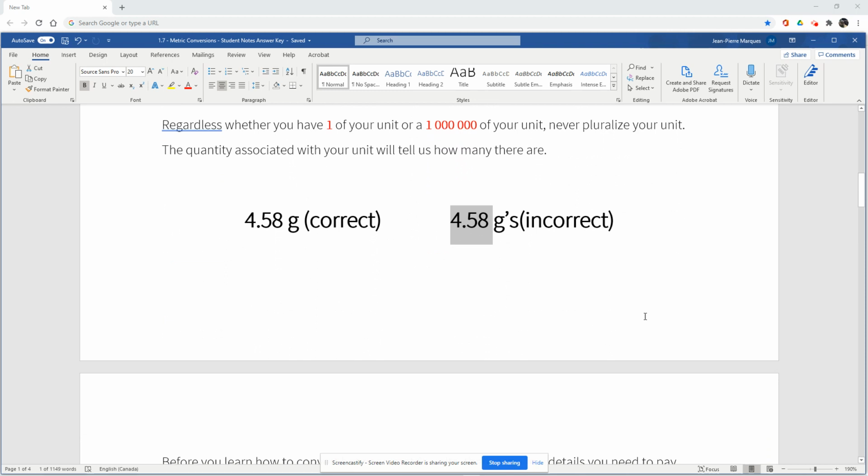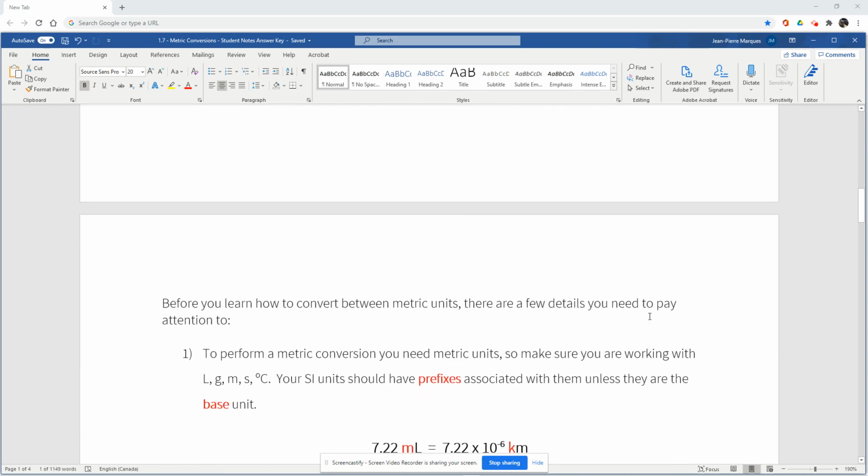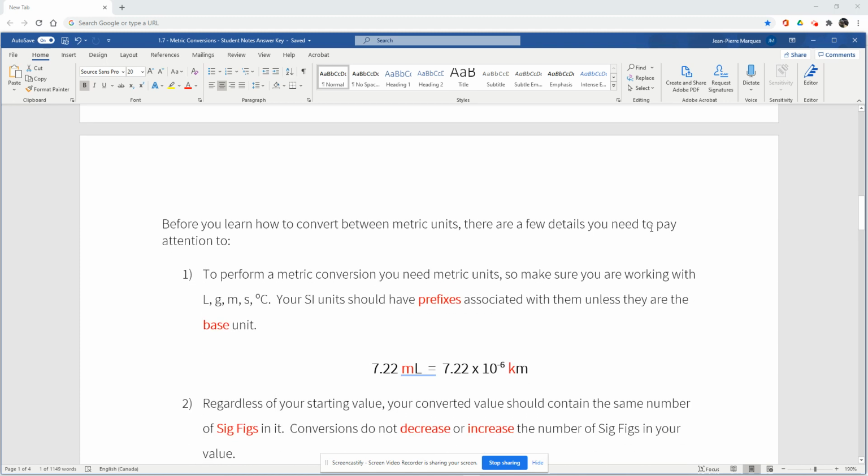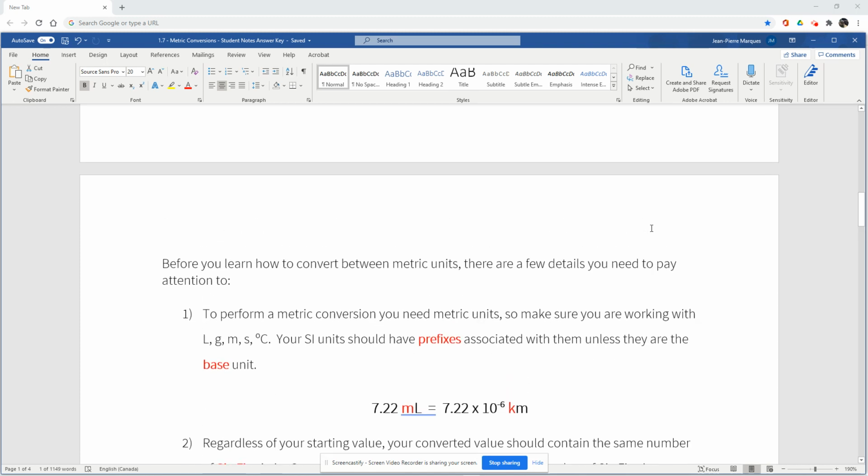Okay, so let's get into how we're going to start converting between our metric units. Now, before we start, there are a few things you want to consider every time you are about to convert between metric units. First thing is, to perform any metric conversion, you need metric units. So again, make sure you're working with one of the metric units: liters for volume, grams for mass, meters for distance, seconds for time, degrees Celsius for temperature, whatever it is.